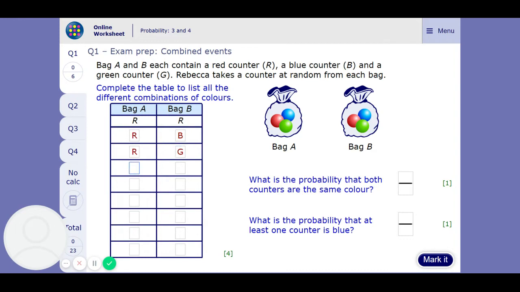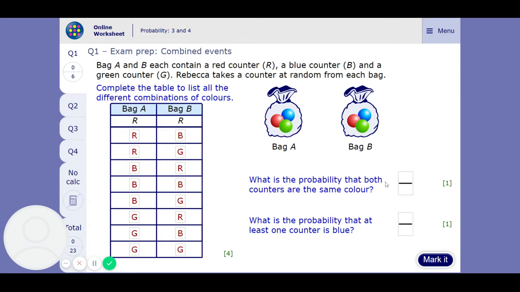And then if we do the same thing for starting with the blue one, if we just be very systematic, it could be blue then red, blue then blue, blue then green. And the same thing starting with the green one. So it could be green and red, green and blue, and green and green. So they're all the different things that could happen. And by doing it systematically, we know we haven't missed any.